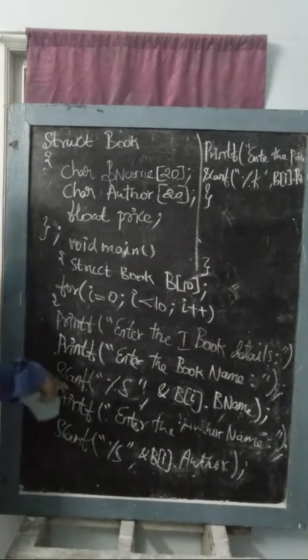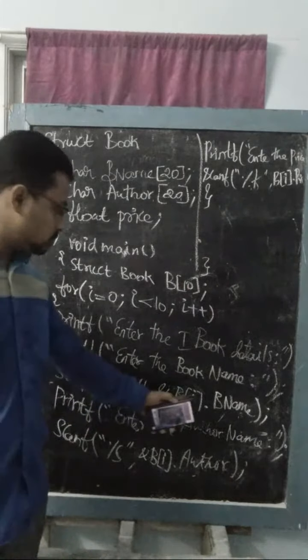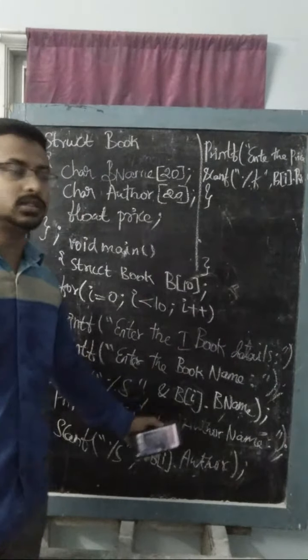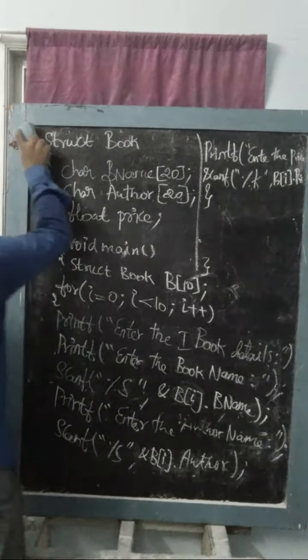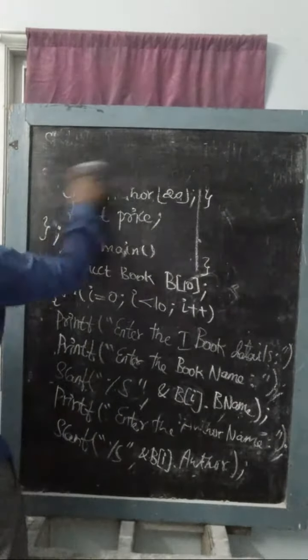I'm just using it as a way to get the structure elements. So now I'm going to print the structure elements. Shall I rub this one? Okay. So you just see now.